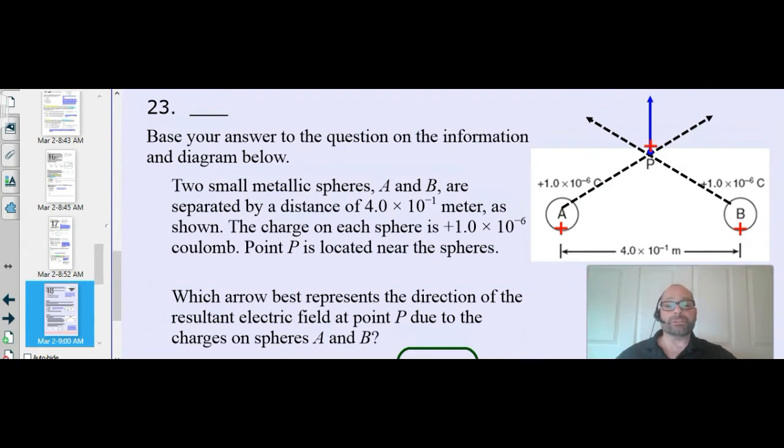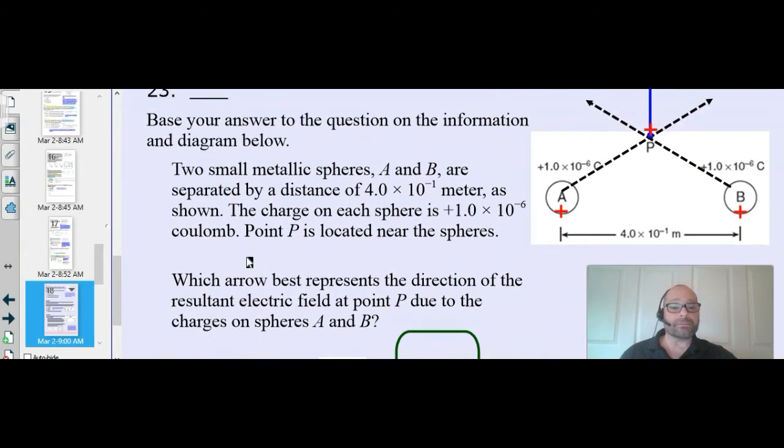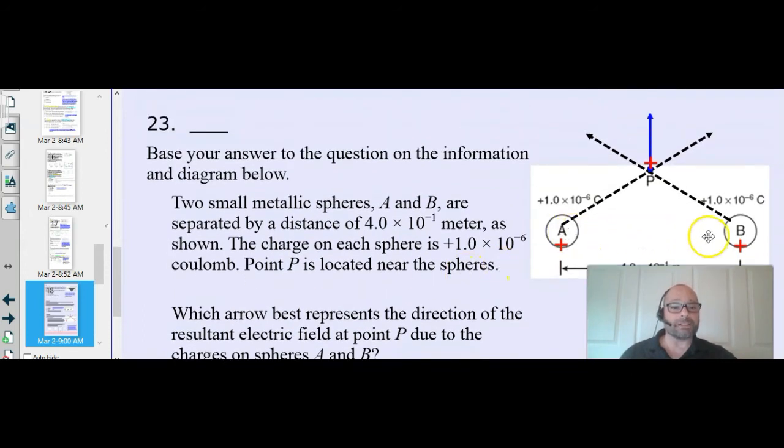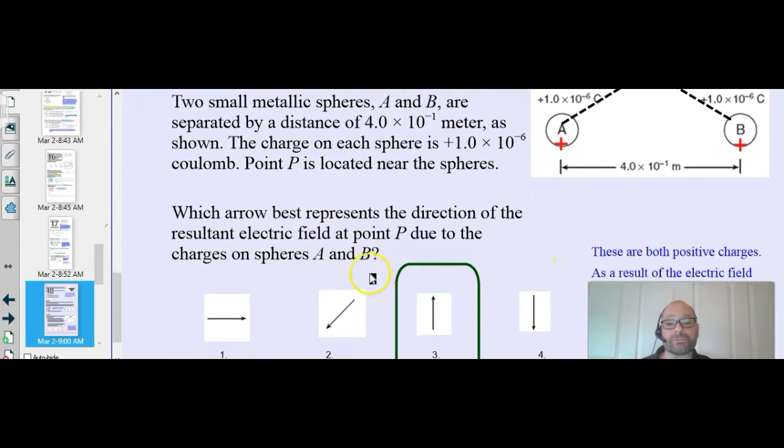This is problem 23, which is a rare question in the Regents catalog, asking about the field intensity and or the electric field strength on a point that's not exactly on a line in between them. So you have two metallic spheres, A and B, separated by a distance of 4 times 10 to the negative 1 meters. As shown in this diagram, the charge on each sphere is 1 microcoulomb. Point P is located near the spheres, so that's over here, which arrow best represents the direction of the resultant electric field at point P due to the charges on spheres A and B?